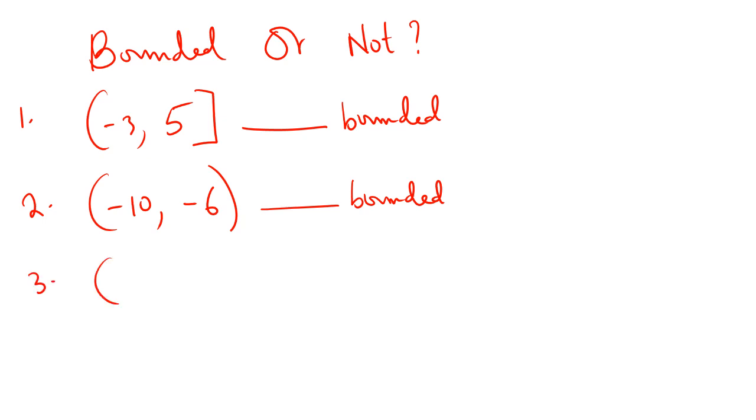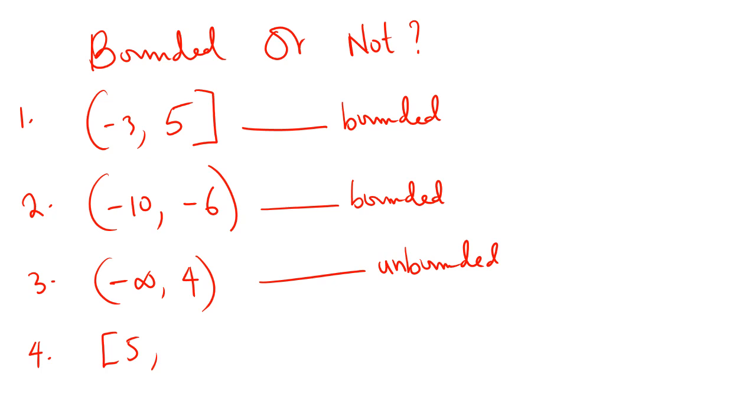Number 3. How about you have that, and that? This is considered unbounded because you have negative infinity. Number 4. What about if you have 5 and positive infinity right here? Again, this is going to be unbounded.